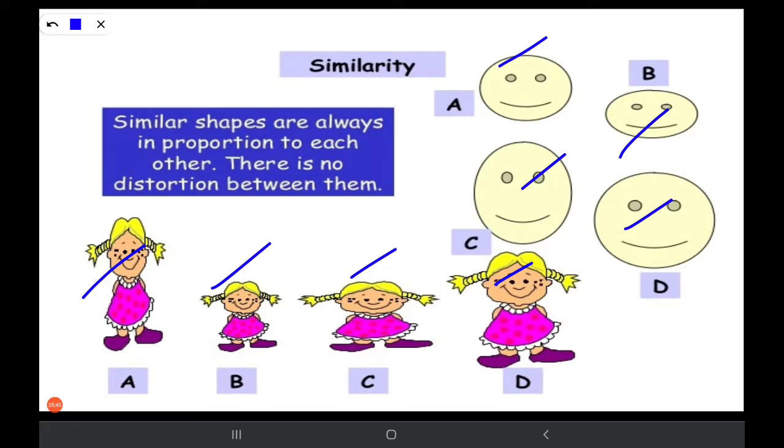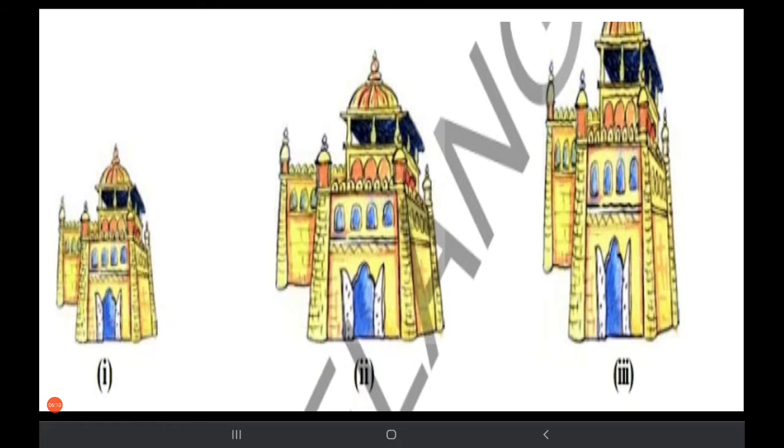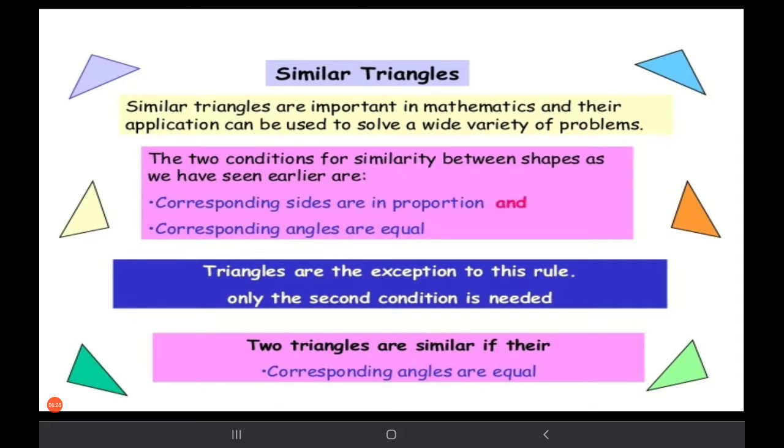So look at one more important concept here. Similar shapes are always in proportion to each other, there is no distortion between them. So when we say two figures are similar, their ratio is in proportion. We'll discuss that proportion in the next slides. So these are also similar figures, they are in different sizes but the shape is same. So we can call them similar objects or figures.